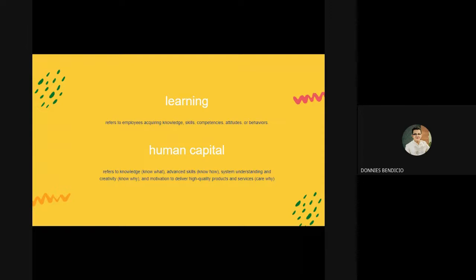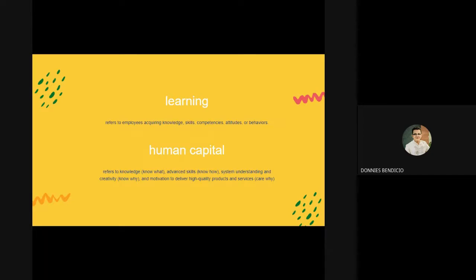Now, we also have human capital. So human capital refers to some knowledge or know what, advanced skills or know-how, system understanding and creativity, and motivation to deliver high-quality products and services. Now, human capital may be more valuable than physical capital such as equipment or some technologies, or financial capital such as monetary assets or cash to provide for a company with an advantage over its competitors, because it is difficult to imitate or purchase, and it's unique to the company. So this is what we call the human capital.